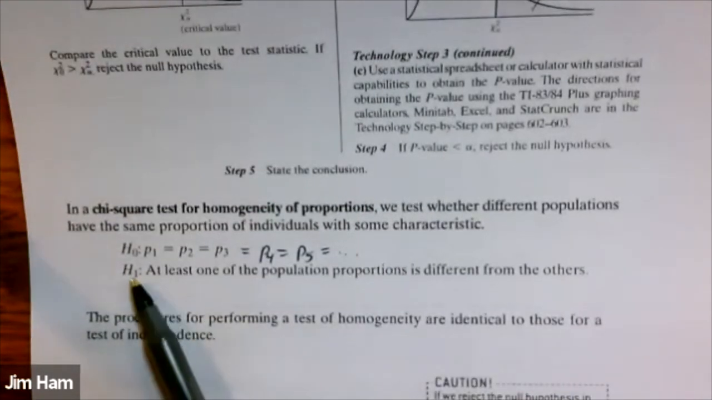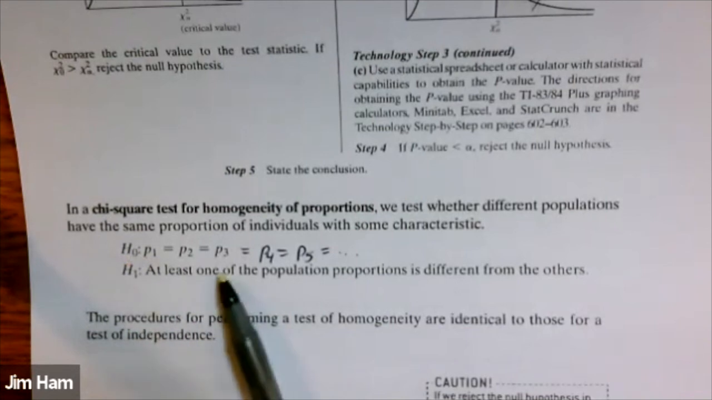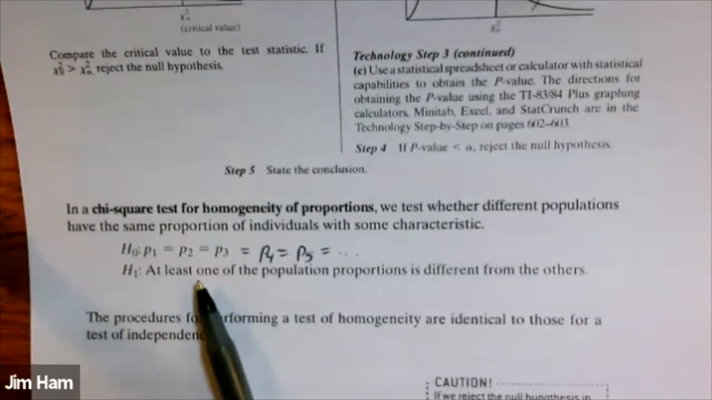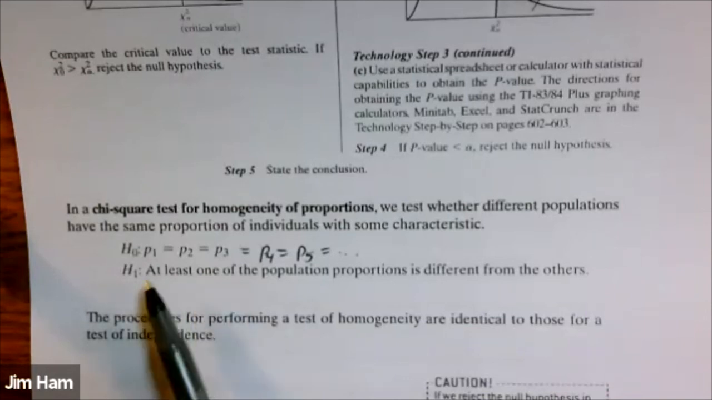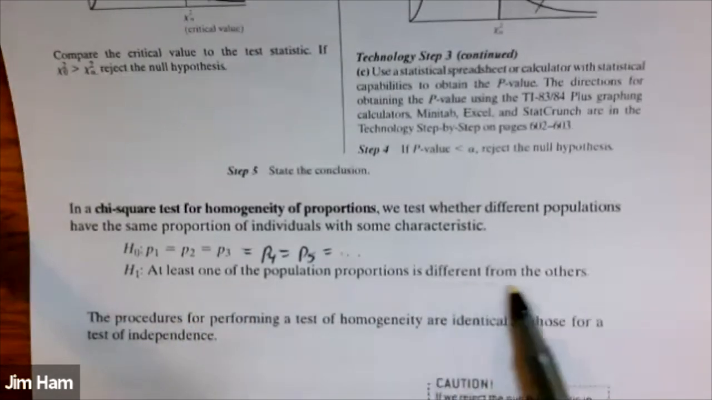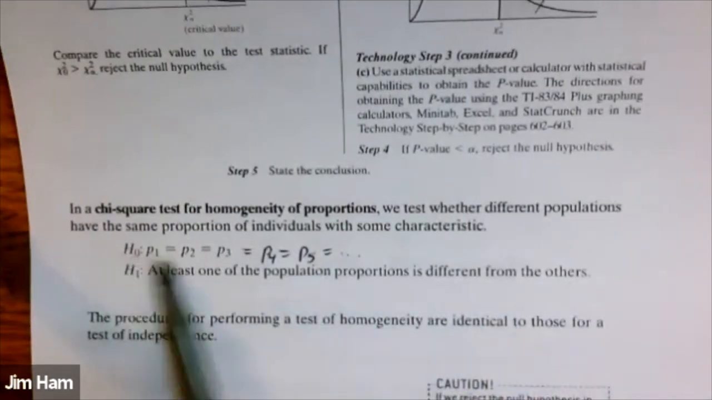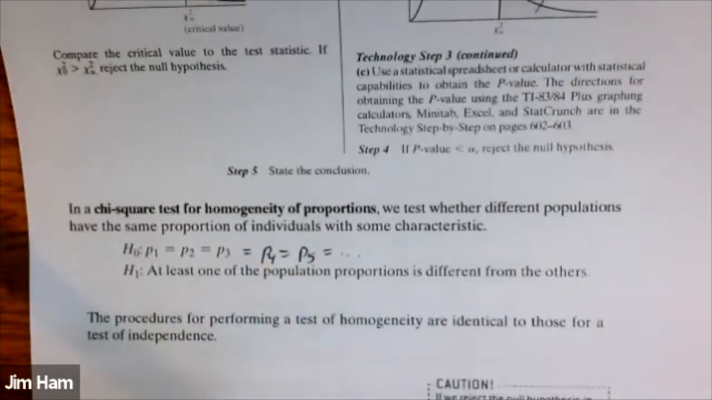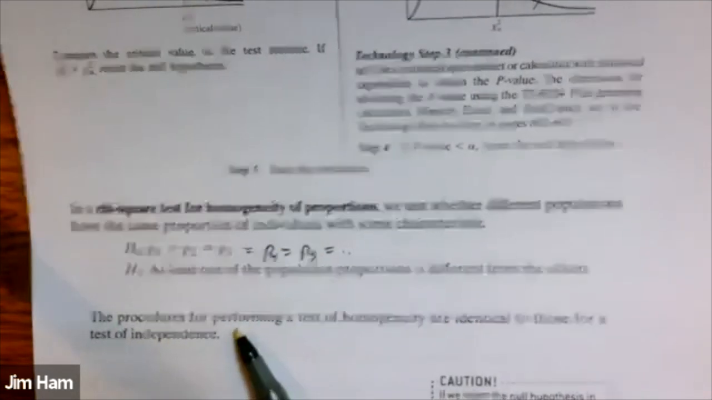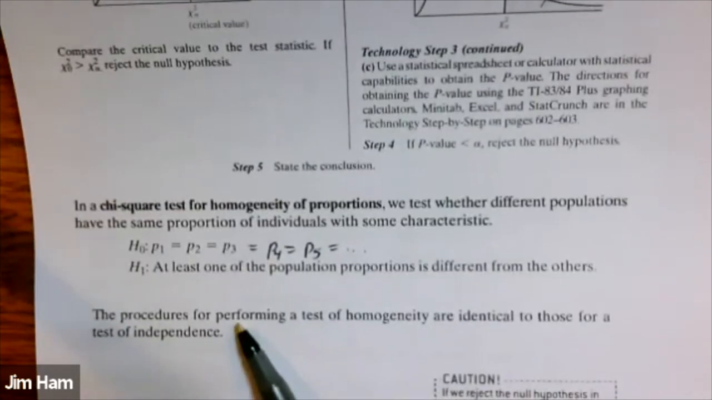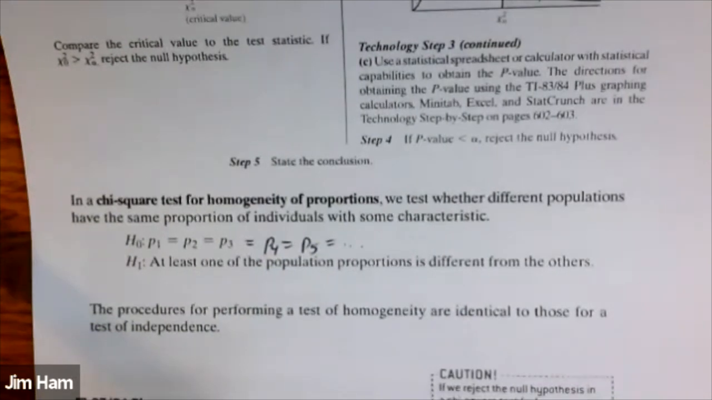To counter that, the competing hypothesis: if the null hypothesis is saying all of these proportions are the same, we can negate that by saying that one proportion is not like the others. So we'll say it in words: at least one of the population proportions is different than the others. It could be just P4 is different than P1 through P5. But the procedures that we use are identical. You still put in the matrix, you still run the same test.